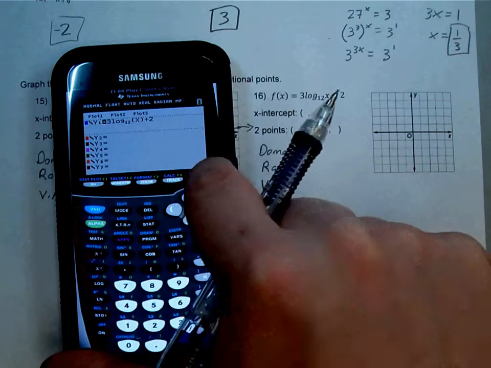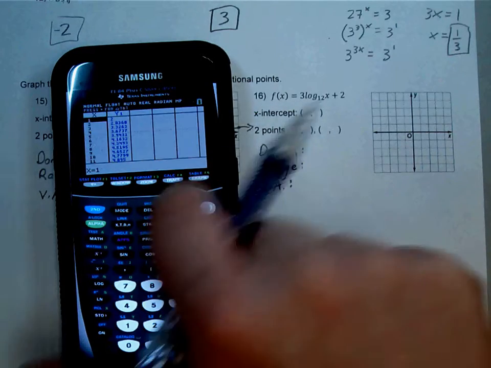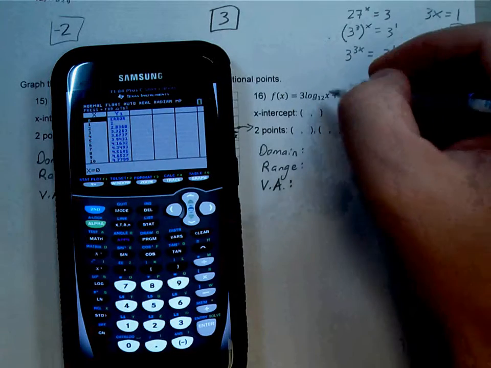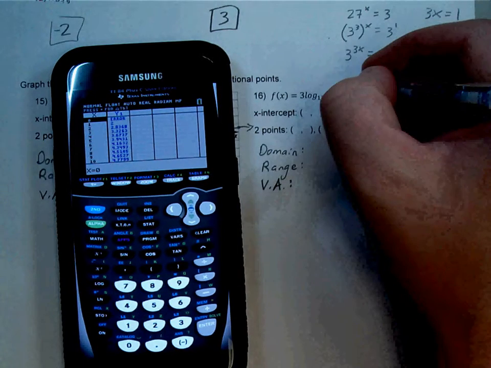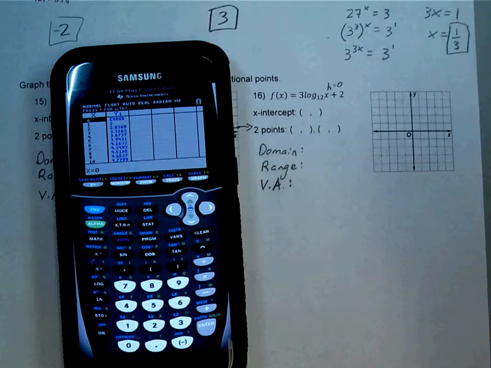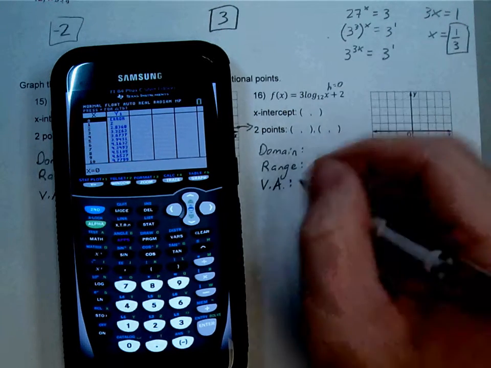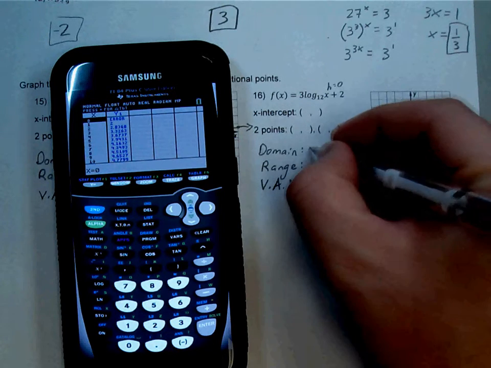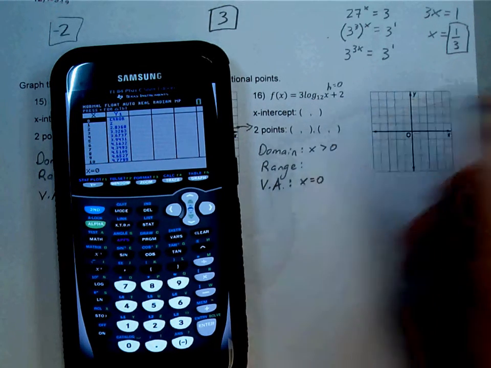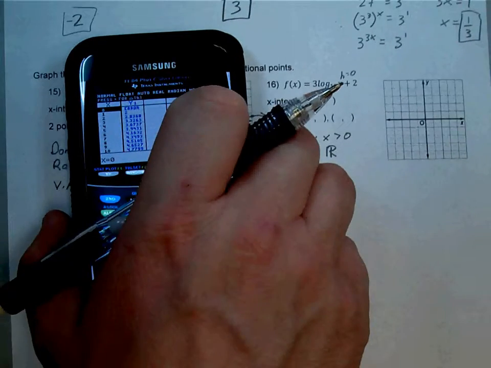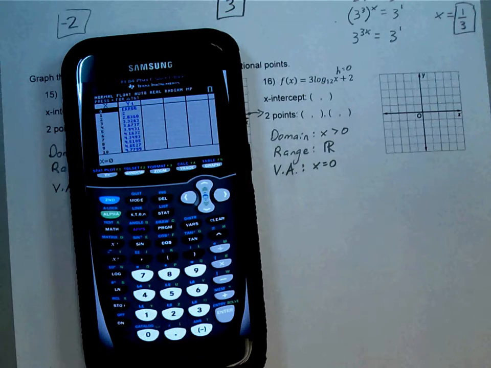So I'll go to my table and scroll up. There's my error. Looks like it's at 0. Since there's no parentheses, the h value is 0. The h value would have been found in the parentheses. So my vertical asymptote is in fact x equals 0. So my domain is once again x is greater than 0. The range is still going to be all real numbers. It's always all real numbers for logarithms.